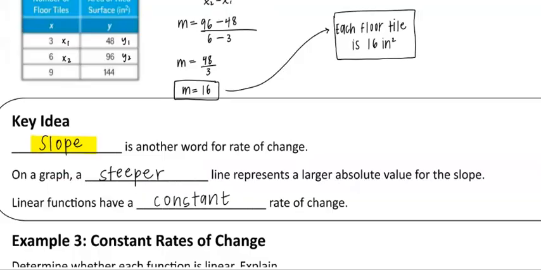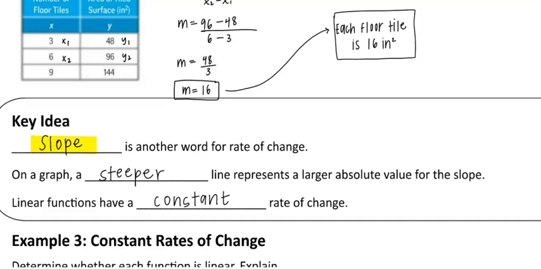Like I mentioned, slope is another word for rate of change. On a graph, a steeper line represents a larger value for the slope, a larger absolute value. So it could be a bigger negative number, like a negative 10 is a steeper line than a line with a slope of negative 2, because negative 10 is a bigger absolute value than negative 2. So the bigger the absolute value of the slope, the steeper the line's going to be.